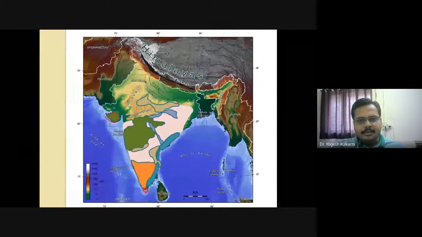आता त्याच्यानंतर काय झालं होतं? Then the Indian plate started to collide with the Eurasian plate. ओके, इथे कुठेतरी ते कोलिजन झालेलं आहे. आणि मग हळूहळू काय झालं? जे समुद्रातले सेडिमेंट्स होते, they started to converge and it started to form the Himalayan mountain ranges.